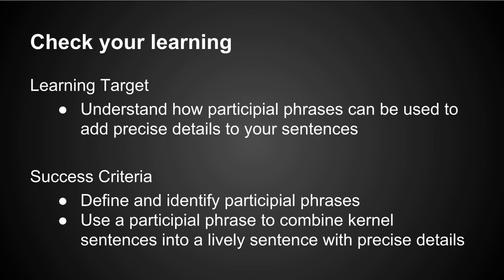So this time, you are going to understand how participial phrases can be used to add precise details to your sentences. And of course, you're going to first define and identify participial phrases, and then you'll use those participial phrases to combine kernel sentences into a lively sentence with precise details. You'll notice that this learning target and these success criteria are similar to the ones about appositives. It's all about using these sentence elements to create lively sentences with precise details. That's what we're going for here.